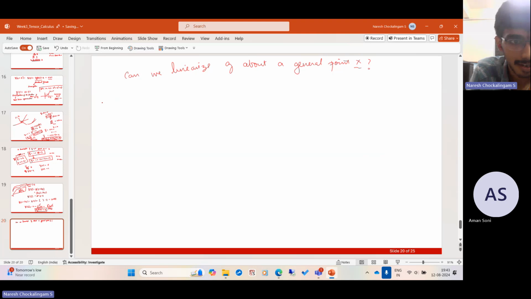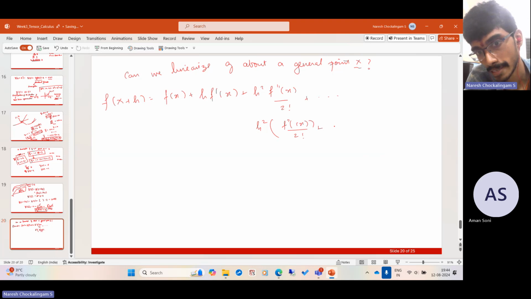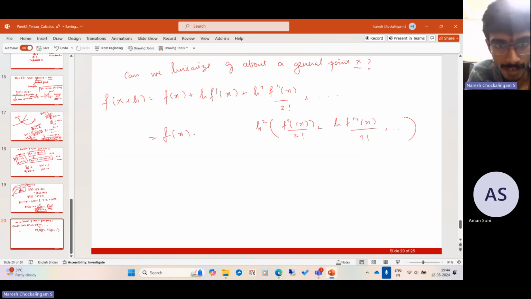That is, for the scalars, right? If you have a function f of x where x is a scalar, at any point you can write f of x plus h as f of x plus h times f dash of x plus h square times f double dash of x by 2 factorial and so on. And from all these terms, you can take h square commonly out. You can write it as f double dash of x by 2 factorial plus h times f triple dash of x by 3 factorial and so on. Here you have f of x plus h f dash of x.